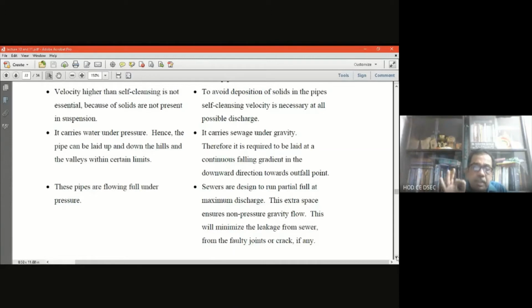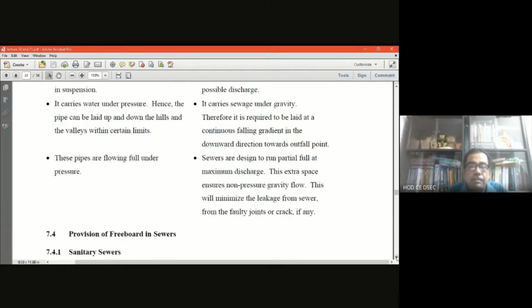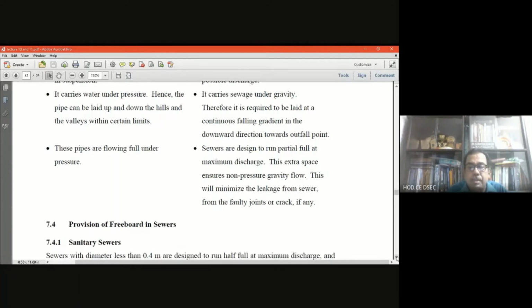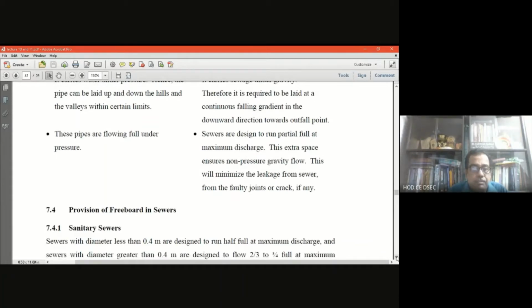Again, I am using a very important term: partial flow at maximum discharge. Why partially full, not full? Because the extra space ensures non-pressure gravity flow. This will minimize the leakage from the sewer. Suppose there is leakage from faulty joints or cracks, if any; to avoid this, this cushion has to be maintained. It never flows in full flow. Always a partial flow has to be taken care of.